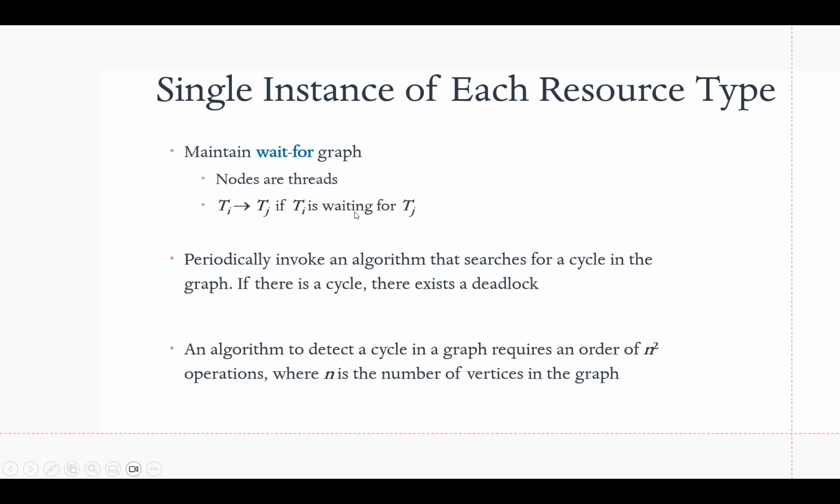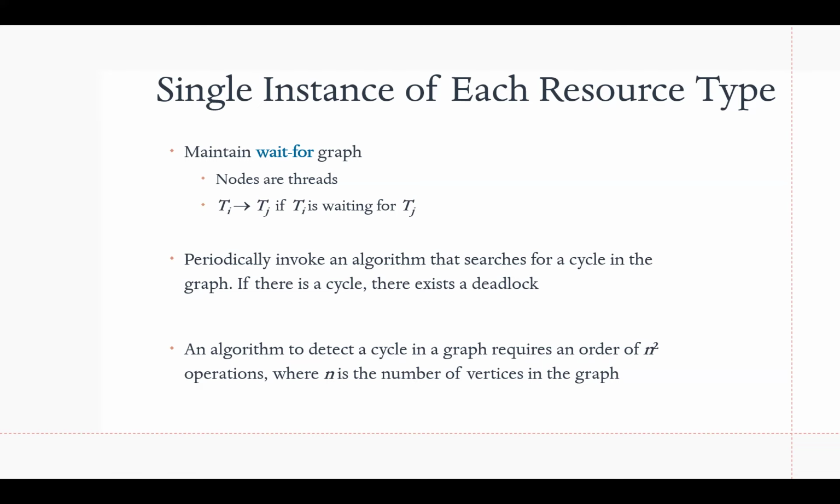So that means TI is waiting for TJ. Periodically it invokes an algorithm that searches for a cycle in this graph. If there is a cycle in the wait-for graph, then there exists a deadlock. An algorithm to detect a cycle in a graph requires on the order of n squared operations, where n is the number of vertices in the graph.